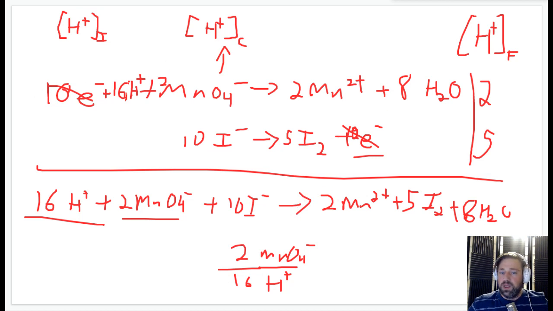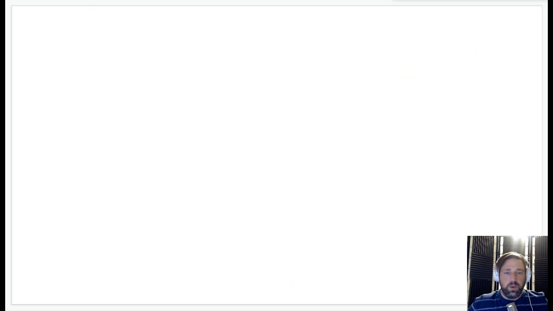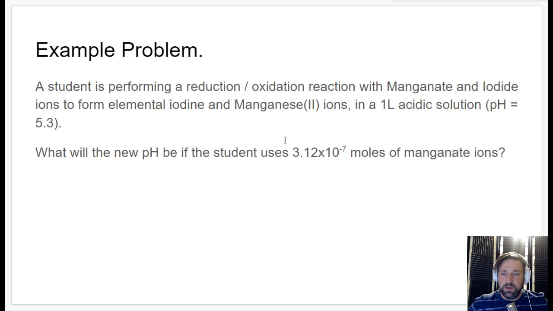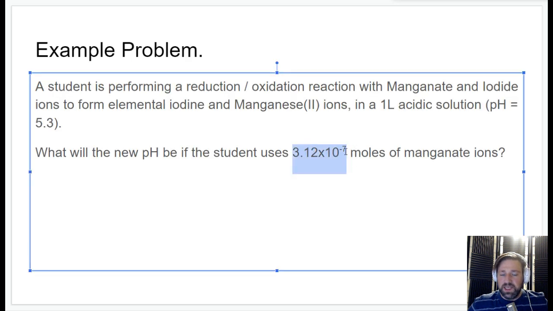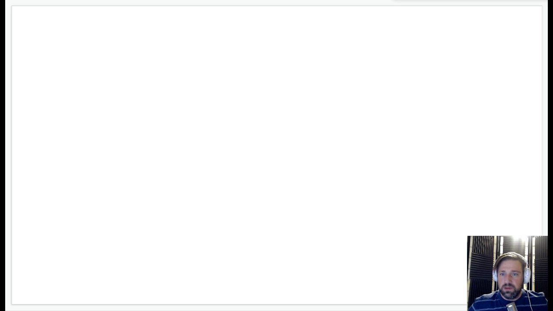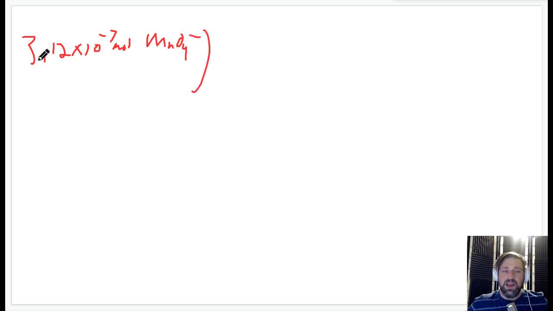All right. Sweeping all that away. How many is it? 3.14 times 10 to the negative 7th moles. So write this down. 3.14 times 10 to the negative 7th moles of manganate. All right. So that's where we're going to start. They started us with moles. Great. We didn't actually have to even convert to moles. But this is going to be the start of our stoich step.